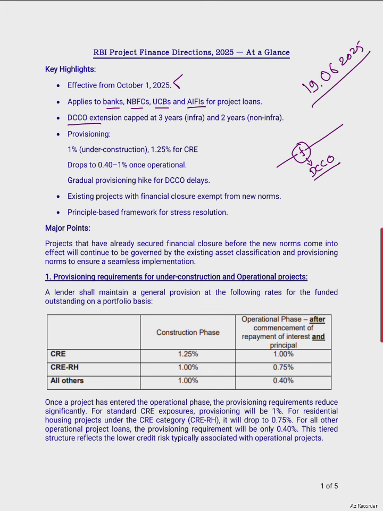So DCCO may be extended if the construction is not completed within the stipulated timeline. In that case, the construction phase may extend, and accordingly DCCO may also require to be extended. So the capping is 3 years for infra and 2 years for non-infra. What is infra as such? What are infra projects?